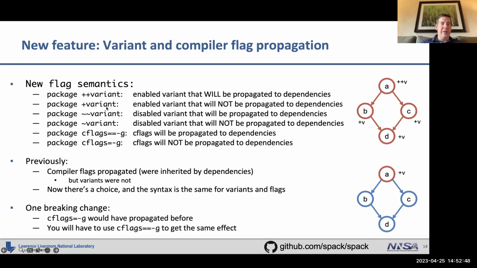And so now we have a syntax for that. You can say plus plus or tilde tilde to propagate an enablement or a disablement, or you can say double equal to propagate a string value through the graph. And if that variant applies to something down there, then we'll enable it. And likewise, you can use a single plus or minus or tilde like you always have been able to, to set values for a single node. So you get a little more control over your graph.